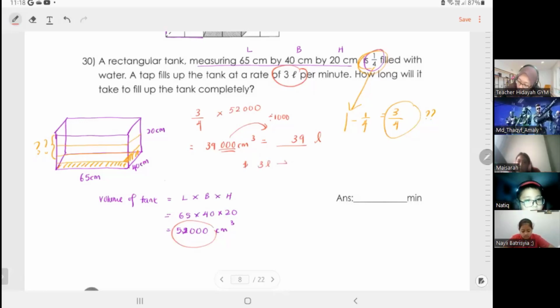3 liters is 1 minute. I want to find 39 liters is how many minutes. So what do I do here? I would find it by dividing. 39 divided by 3 will get 13 minutes. Answer is 13 minutes. Okay.